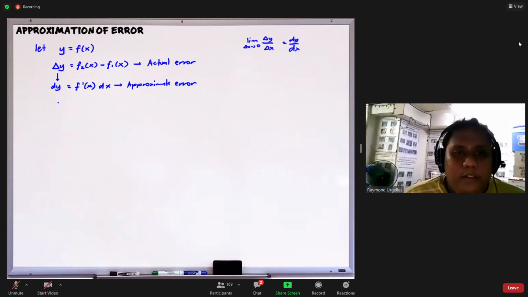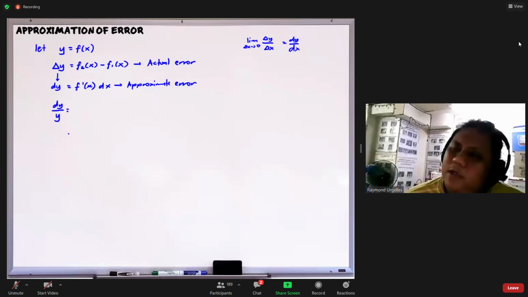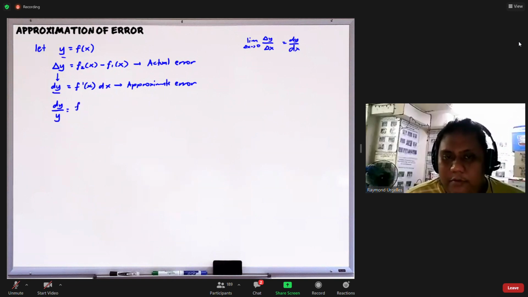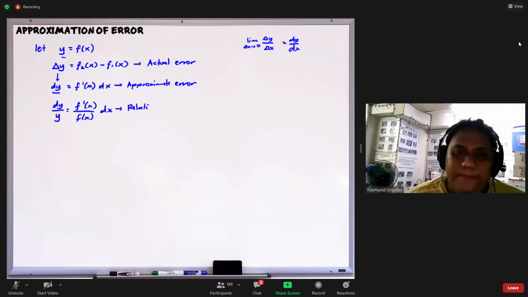If we want to get yung tinatawag naman natin as the relative error, if we try to divide them, dy divided by y, then this will be f prime of x divided by f of x, dx. Ito naman yung tinatawag natin as the relative error. Kadalasan sa mga problem natin sa board, ito yung hinahanap.